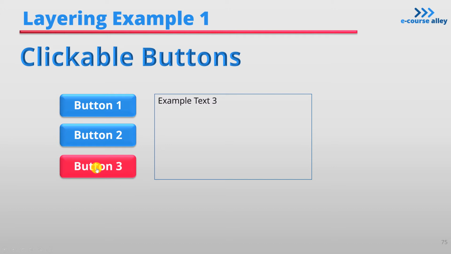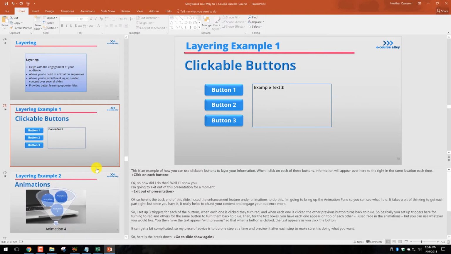So I'm going to exit out of this presentation for a moment. Okay, so here's the back end of this slide. I used the enhancement feature under animations to do this. I'm going to bring up the animation pane so you can see what I did. It takes a bit of thinking to get each part right, but once you have it, it really helps to chunk your content and engage your audience more.